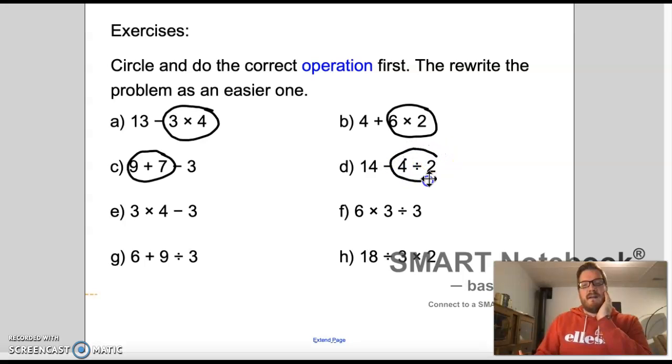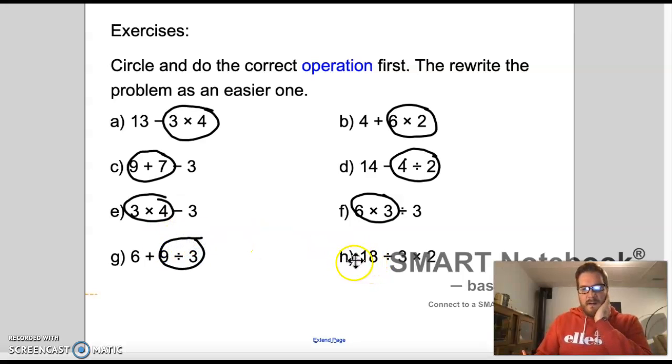This one, the division gets done before the subtraction. Here the multiplication gets done first. Here the multiplication gets done first because it's left to right. Division gets done first here. And then this is a bit hard to see, but there is a division part that gets done first.